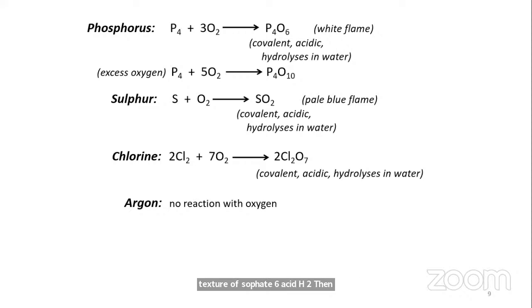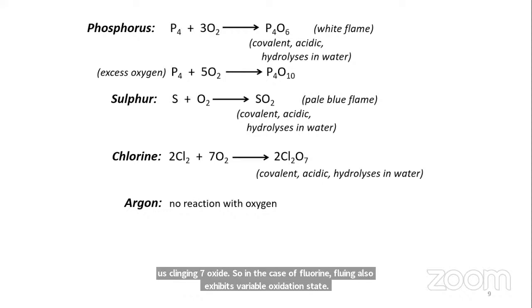Then chlorine reacts with oxygen and gives us the chlorine oxides. In the case of chlorine, this oxide hydrolyzes in water and gives us the corresponding acid. Here it will give us the perchloric acid. But I must note that chlorine gives us the chlorine 1 oxide, the chlorine 3 oxide, the chlorine 5 oxide, and the chlorine 7 oxide. So chlorine also exhibits variable oxidation state.